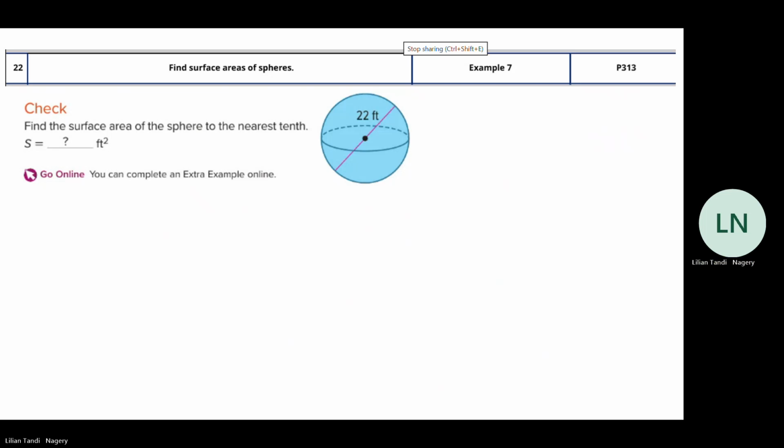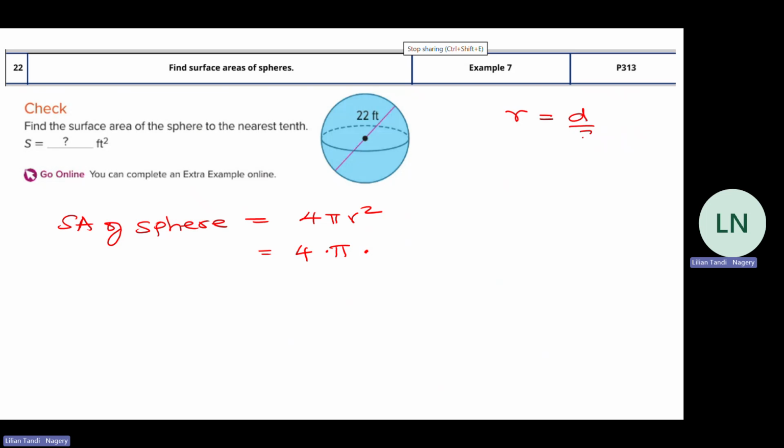So then we have here the surface area of a sphere, which equals 4 pi r squared, which equals 4 pi. I don't have my radius, so I need to find my radius. Radius equals diameter divided by 2. 22 divided by 2 gives me 11. So this is 11 squared. So this is 4 multiplied by pi multiplied by 121.